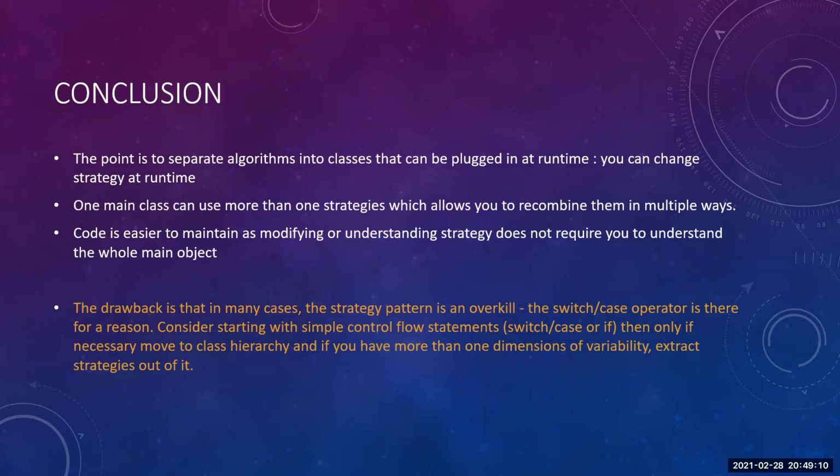But if it's only between 1 to 3 or something, I would say it is better to go with an if else or a switch case, because handling 1 to 2 or 3 if else is way better. The moment it goes into 4 to 5, that's complex code. That is what I have learned from my experience. So the drawback in many cases is that it's an overkill.